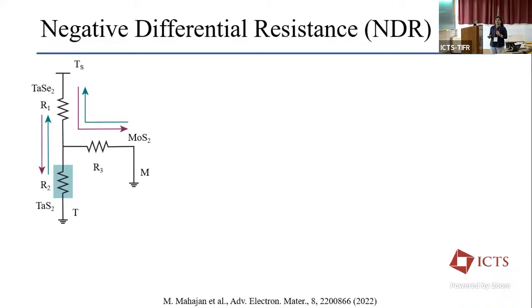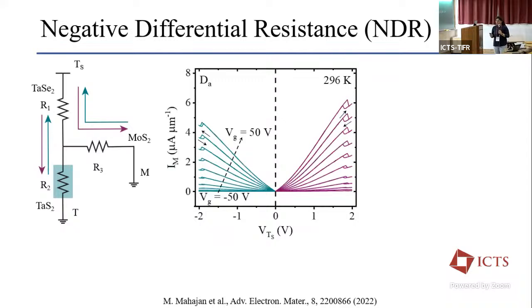So the idea is to apply a high bias across the TaSe2 and TaS2 terminals, while simultaneously monitoring the MoS2 current. Even though we were looking for an increment, what we found was that when we apply a high enough bias, which could cross the threshold for the TaS2 NC-IC phase transition, it will abruptly increase the current in the TaS2 branch and simultaneously reduce the current in the MoS2 branch, which will contribute to NDR in our current characteristics.